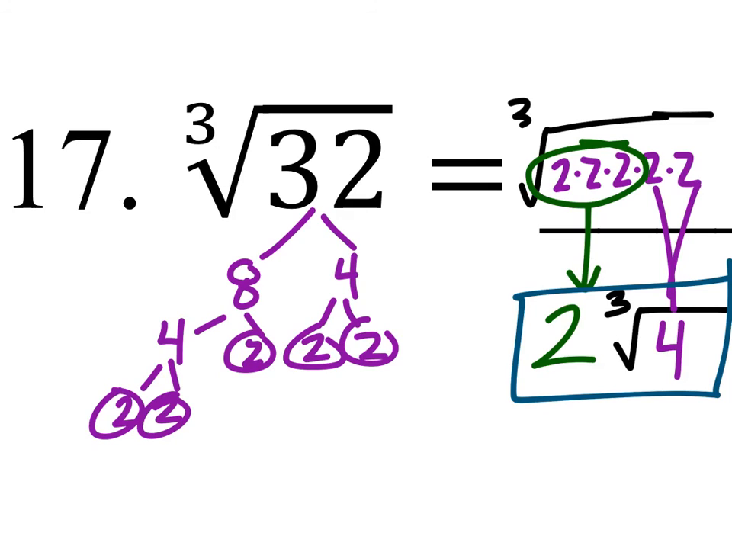Now it's important to be able to distinguish between the two. Cube roots, we need triples. Square roots, where it doesn't show a number, that's a 2, we just need doubles, or pairs.